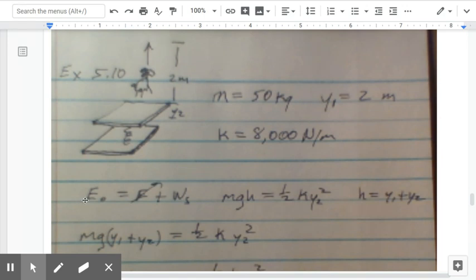And then if I do that, we can use the work energy theorem again, law of conservation of energy. The initial mechanical energy has to be equal to the final energy. And all of this gravitational potential energy will be put into work done against the spring. So we have mgh equals 1/2 k y2 squared, where h equals y1 plus y2, and I'm calling 2 meters y1, and I'm calling this compression distance here y2.